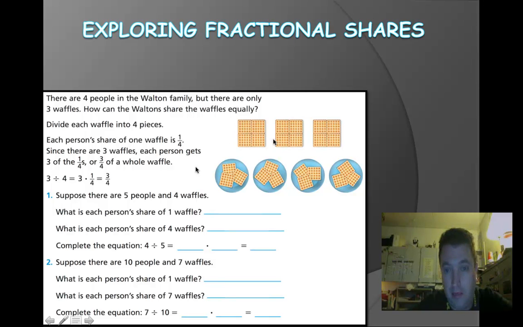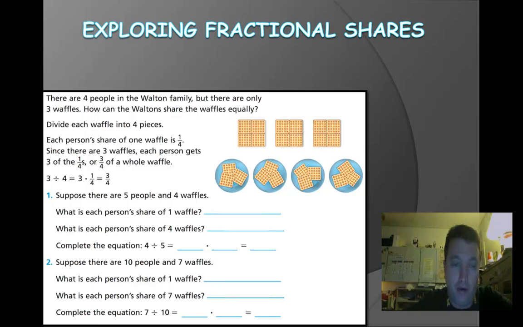Okay, so we take it apart, we split them up. That means that each person can have not a whole waffle, but 3/4 of one whole waffle. And that looks like this. 3 divided by 4 equals, it's weird, right? 3 times 1/4, which equals 3/4. And it'll make more sense as we go through this. So if that first part's a little confusing, just give it some time. Let it seep in there.